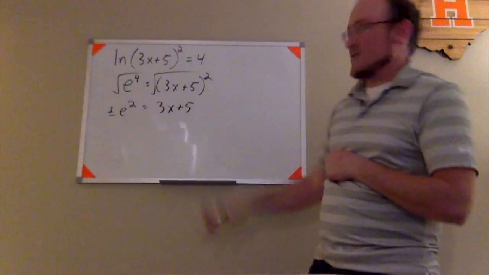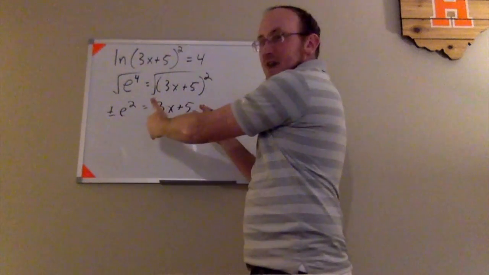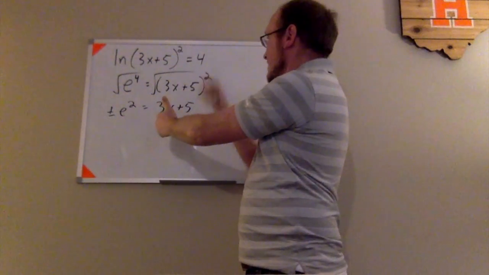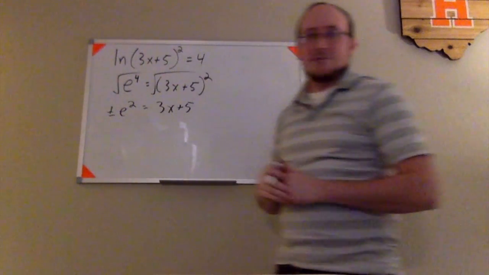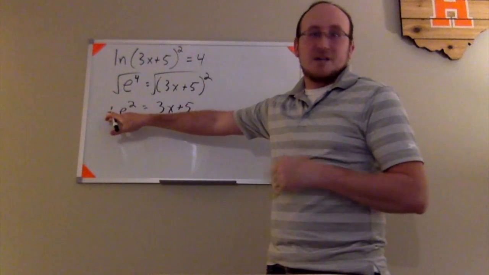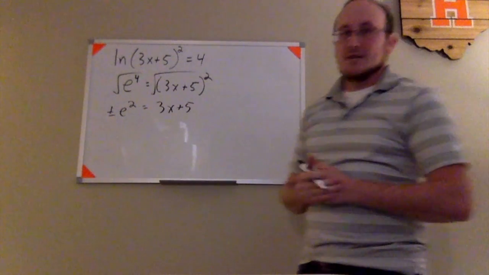That's a little bit of a shorthand. Technically, this is equal to the absolute value of 3x plus 5, when you take its square root, and then when you solve an absolute value equation, you set it equal to the positive and the negative. That's where that plus or minus symbol is coming from.